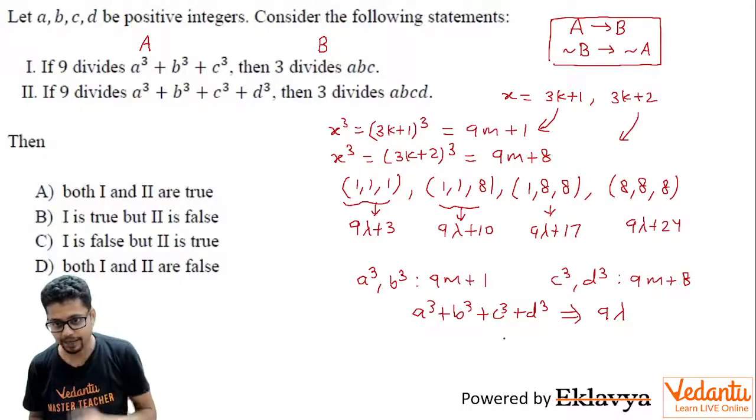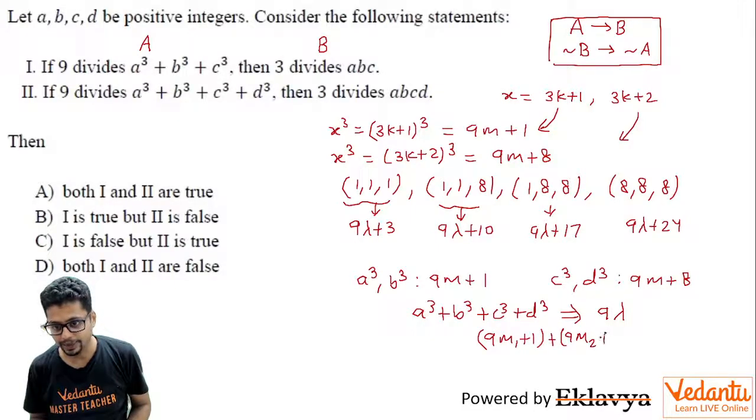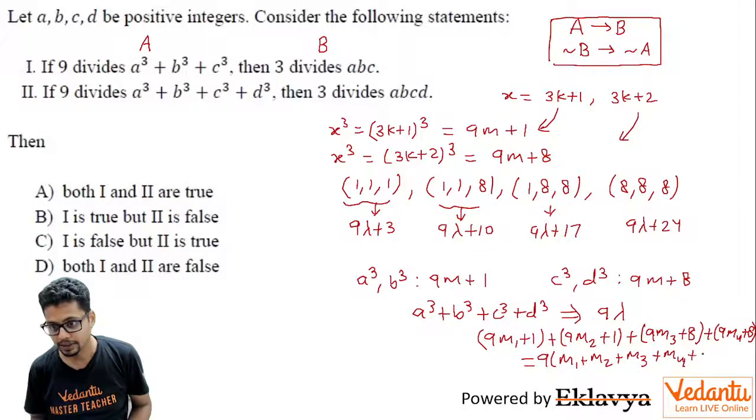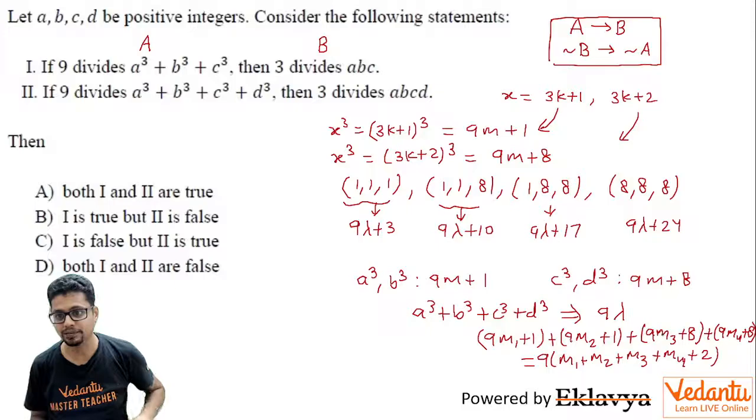Why? Because you will have 9m1 plus 1, which let's say is A cube. B cube let be of the form 9m2 plus 1, C cube of the form 9m3 plus 8, and D cube of the form 9m4 plus 8. So clearly you can see, it is of the form 9 times m1 plus m2 plus m3 plus m4 plus 2, because 8 plus 8 plus 1 plus 1 is like 9 plus 9, 18. So clearly it is divisible by 9.